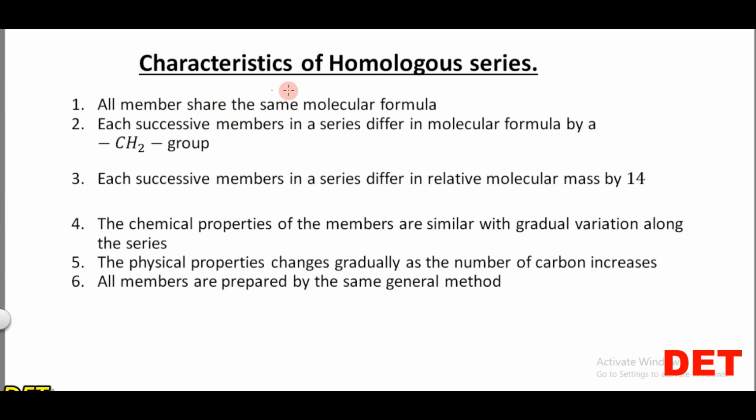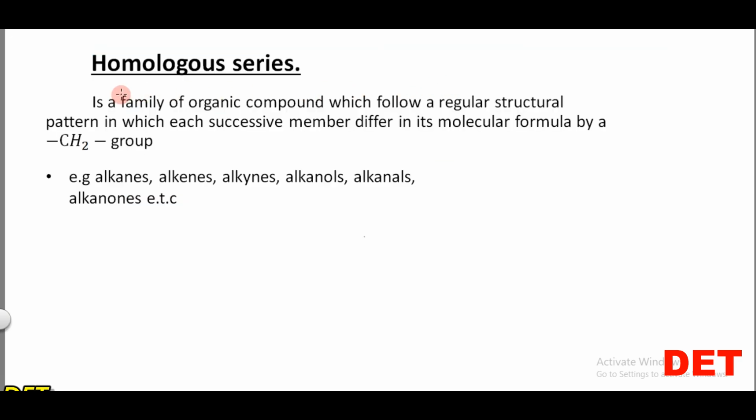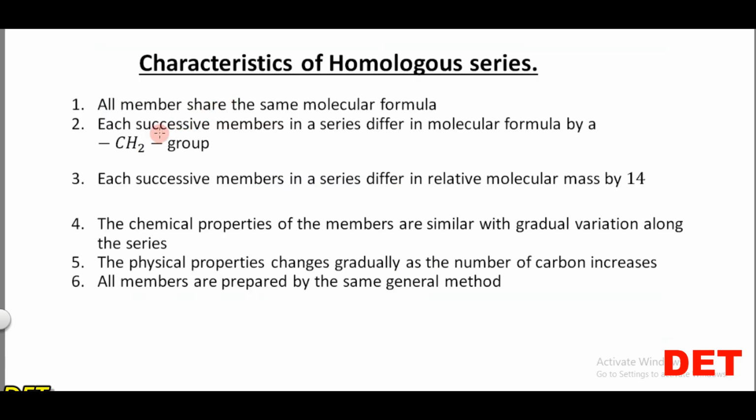Alright, so here we're going to look at the characteristics of the homologous series. Like I mentioned before, a homologous series is a family of organic compounds which follow a regular structural pattern in which each successive member differs in its molecular formula by a CH2 group. So what are the characteristics of the homologous series?